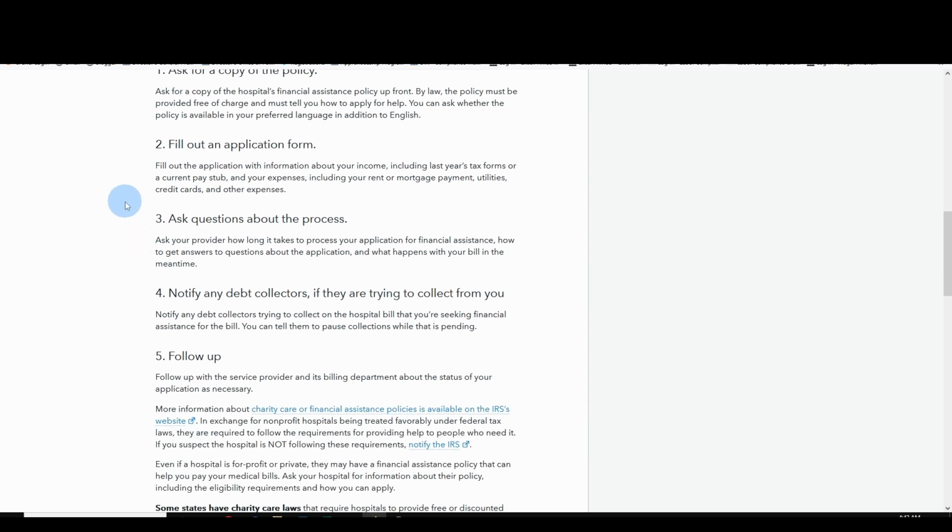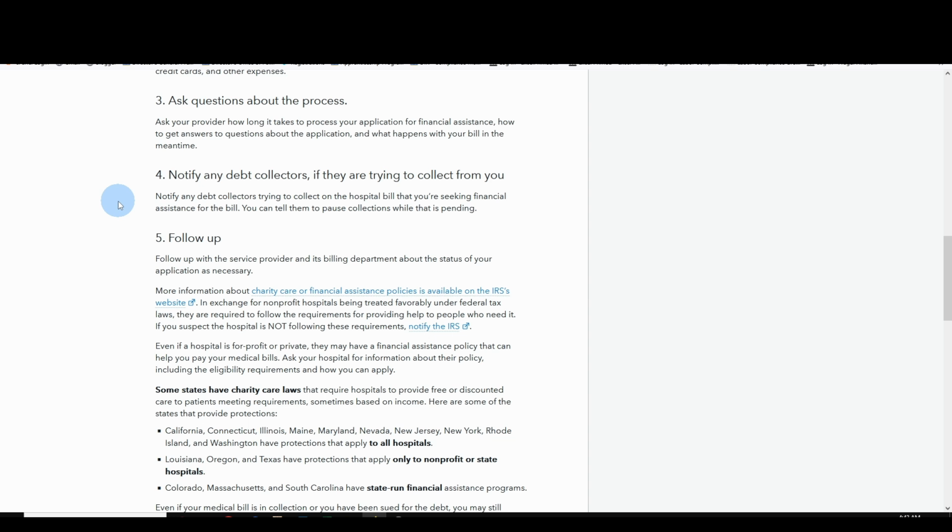Fill out an application form. Fill out the application with information about your income, including last year's tax forms or a current pay stub, and your expenses, including your rent or mortgage payment, utilities, credit cards, and other expenses. Ask questions about the process. Ask your provider how long it takes to process your application for financial assistance, how to get answers to questions about the application, and what happens with your bill in the meantime.